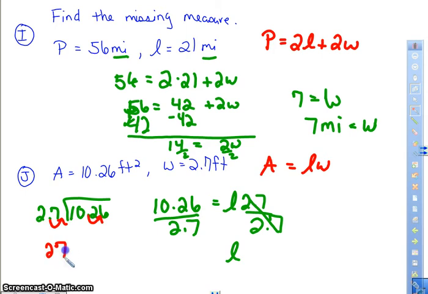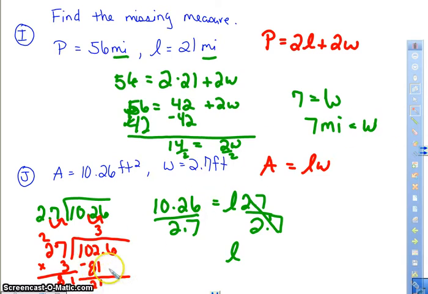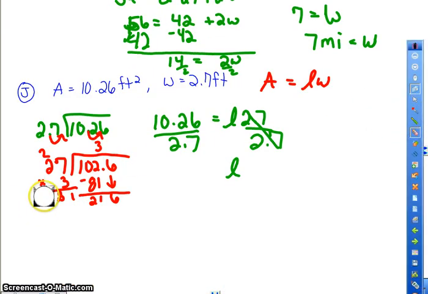So I have 27 divided by 102.6. 27 goes into 102, let's see, about 3 times. Let's check it out. So 3 times 27 is 81, minus here, and I get 21. Okay, and I'm going to drop my 6 down. 27 goes into 216. I'm going to bring my decimal to the top.